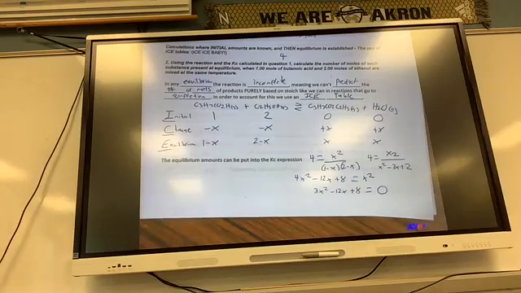How am I going to solve for x? Factor? No. Quadratic formula. No way we're doing a quadratic formula in science. The only way to solve for x would be the quadratic formula.